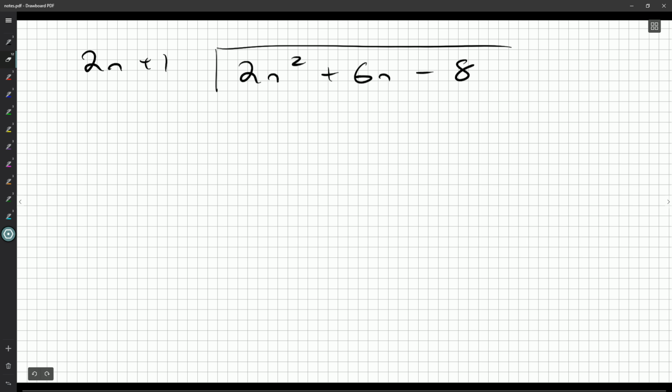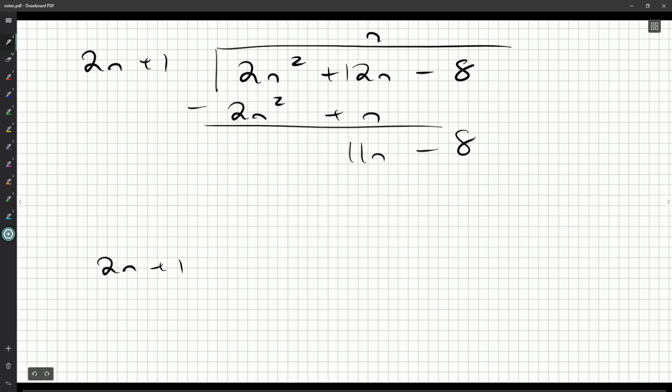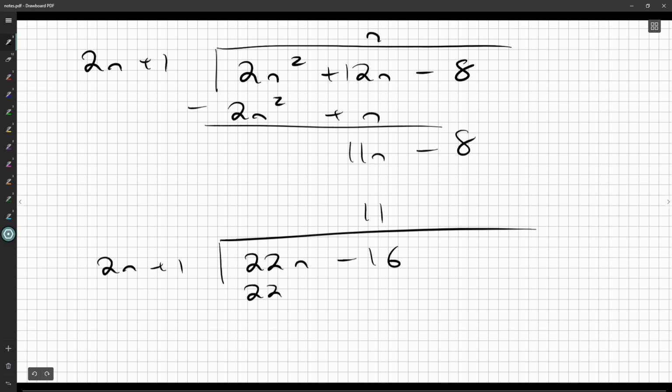Oh, this should be 12, shouldn't it? Right, we do that. Now, how many times does 2n go into 2n squared? N times. We subtract, we'll get 11n minus 8. And then you say, how many times does 2n plus 1 go into 11n minus 8? Same sort of problem, same sort of solution. You can just multiply by 2 and it doesn't change what's going on. So we get 11 here, so 22n, and then plus 11.